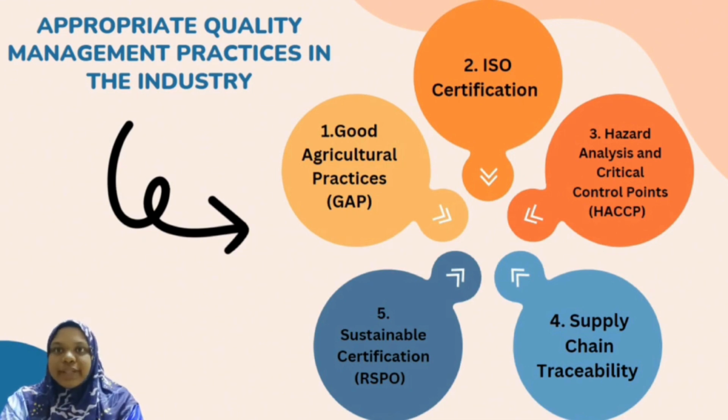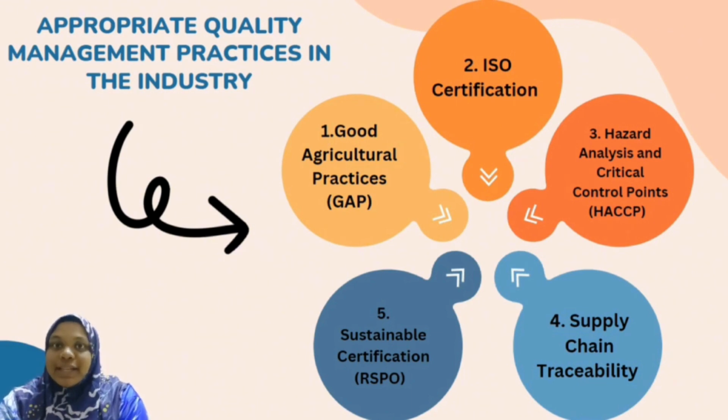The first appropriate practice in quality management is good agriculture practices, or GAP. GAP in the palm oil sector is crucial for ecological, sustainable and socially responsible practices. It involves planning, efficient land use, responsible pesticide use and fair working standards. By following these principles, palm oil farms can balance production and environmental responsibility.